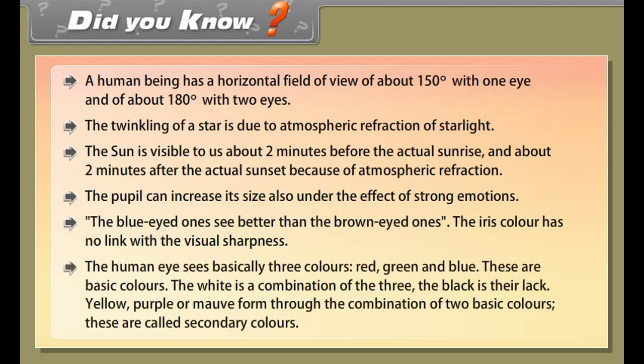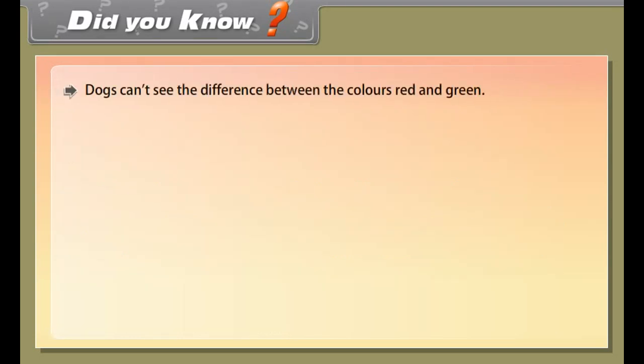The human eye sees basically 3 colors: red, green, and blue. These are basic colors. The white is a combination of the 3. The black is their lack. Yellow, purple, or mauve form through the combination of 2 basic colors. These are called secondary colors. Dogs can't see the difference between the colors red and green.